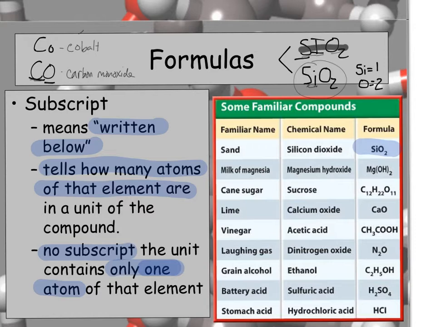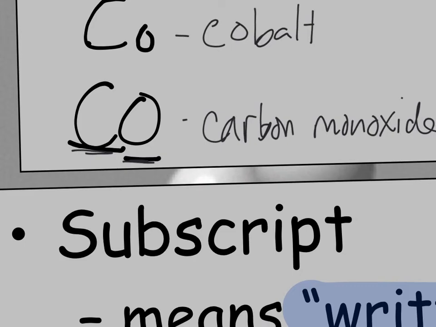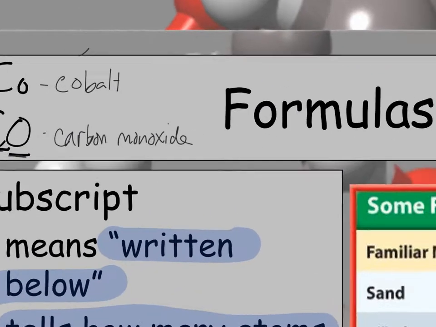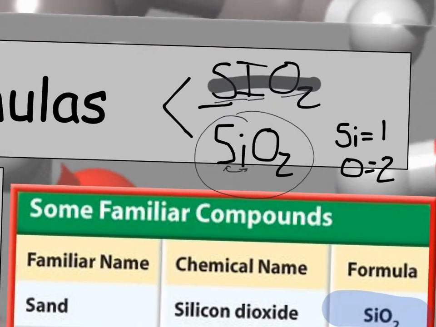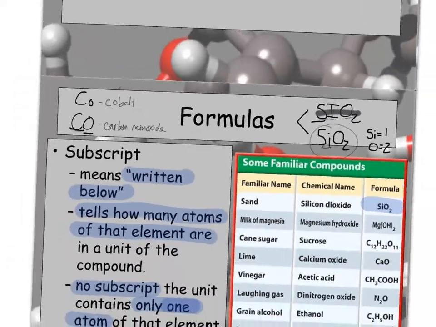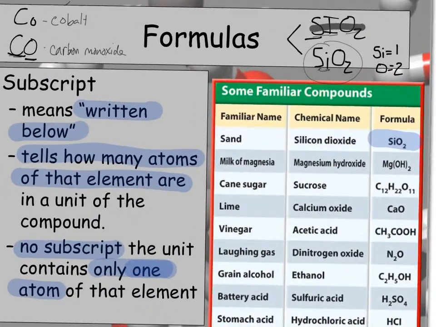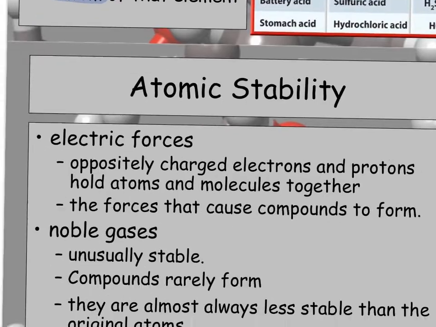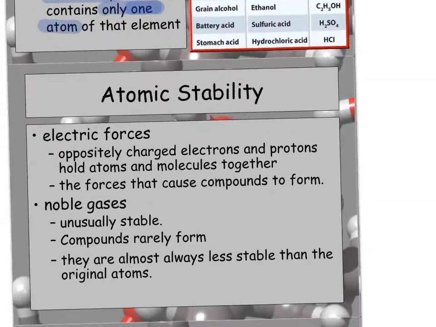And it says if no subscript is written, then that unit only contains 1 atom of that element. So like carbon monoxide up here, there are no subscripts: 1 carbon, 1 oxygen. Over here, silicon dioxide: 1 silicon, 2 oxygen. So we just count the subscripts. We're going to get into it, and we'll talk about that a lot.